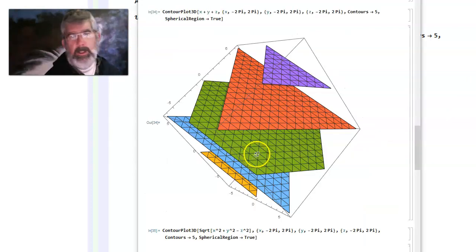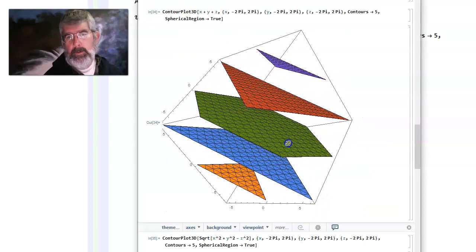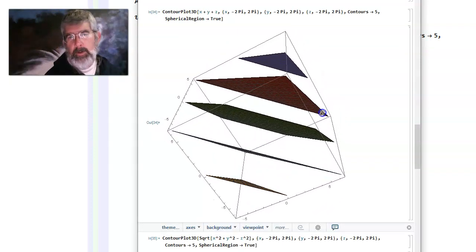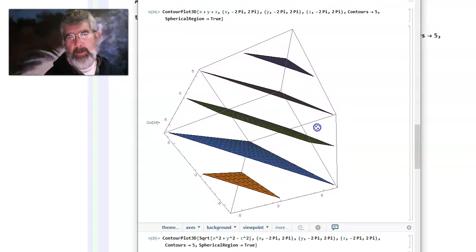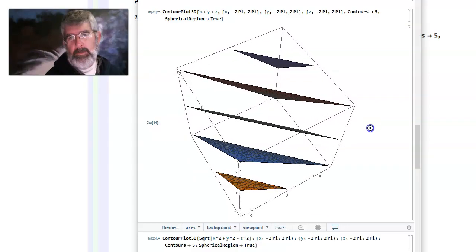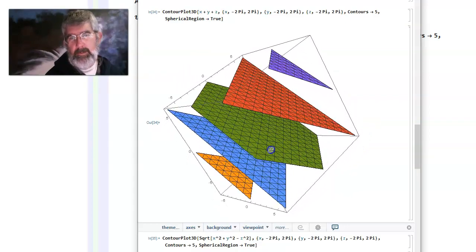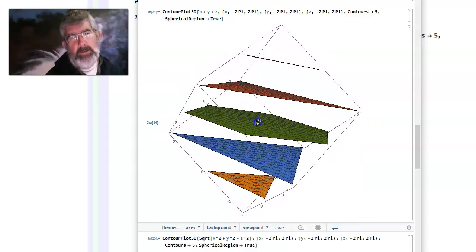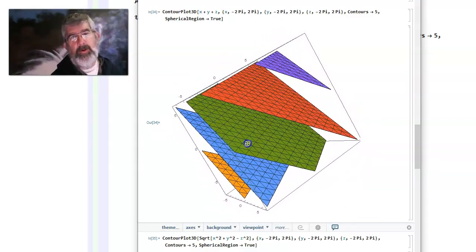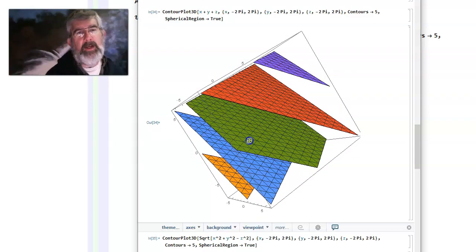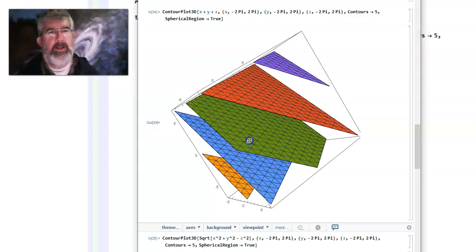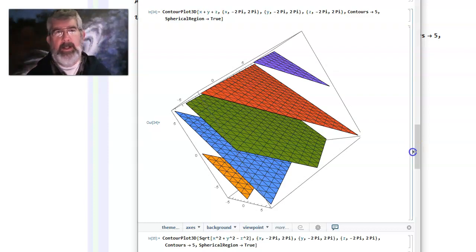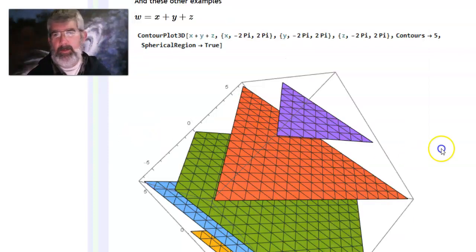So this is going to allow us to view it, right? These are all parallel planes. There's a bit of perspective in the drawing here, so the faraway stuff looks closer together. So this would be level surfaces for the function w equals x plus y plus z. They're all parallel planes. Okay. Now let's try something a little more complicated.